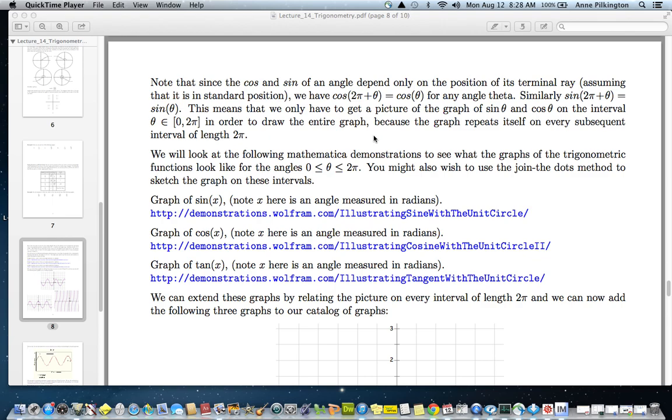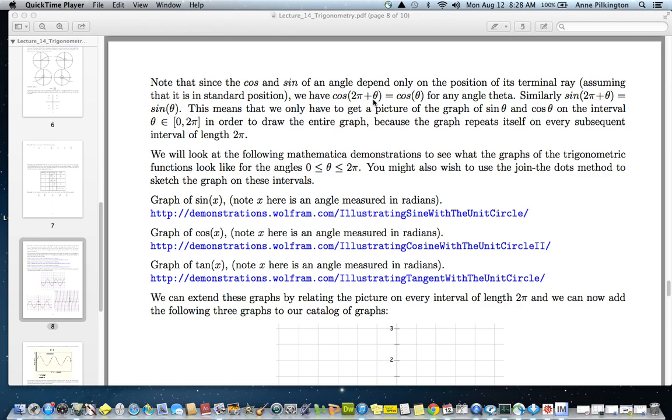An angle theta can have any measure in radians between negative infinity and infinity. And since the cosine and sine of any angle depend only on the position of the terminal ray of the angle, each angle theta is coterminal with the angle 2 pi plus theta, or theta minus 2 pi, or theta plus any integer multiple of 2 pi. Therefore, cosine of 2 pi plus theta for any angle theta is cosine of theta, and sine of 2 pi plus theta for any angle theta is sine of theta.